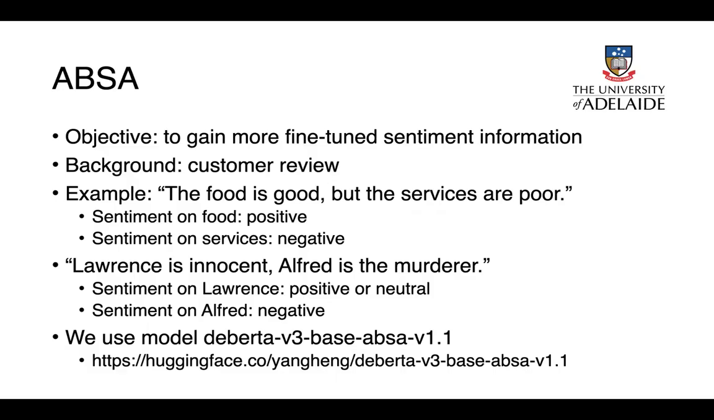And for our task, if the sentence is Lawrence is innocent, Alfred is the true murderer, the sentiment on Lawrence should be positive or neutral, while the sentiment on Alfred should be negative. The model we use is a pre-trained model published on the Hugging Face platform. It is a neural network model trained on several ABSA data sets, and it will also generate negative, neutral, and positive scores.